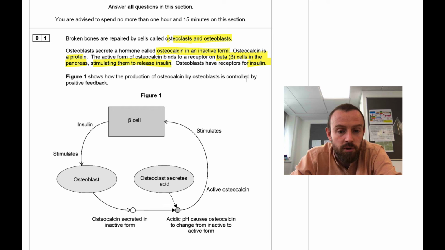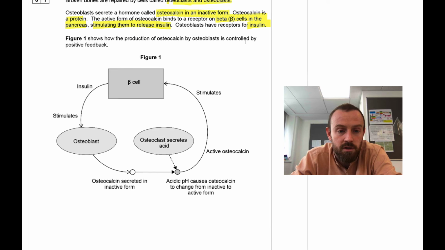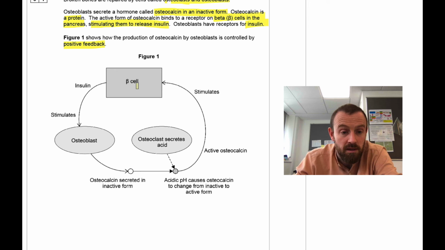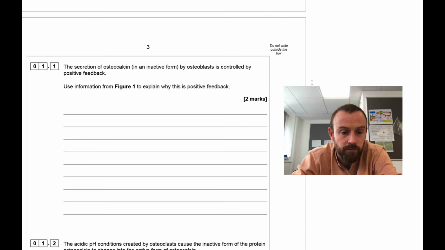Figure 1 shows the production of osteocalcin by osteoblasts is controlled by positive feedback. So the beta cell releases insulin that stimulates the osteoblast to release osteocalcin, which is in an inactive form, and then this osteoblast secretes the acid, changes shape, makes it become active, and then that stimulates the B cell to produce more insulin. Okay, got you. All right, what's the question?